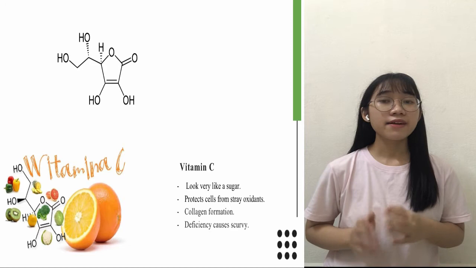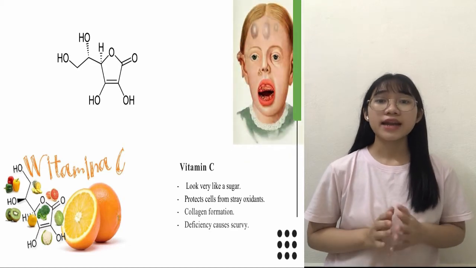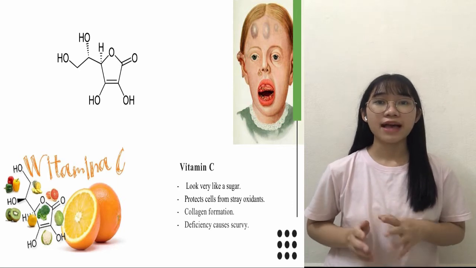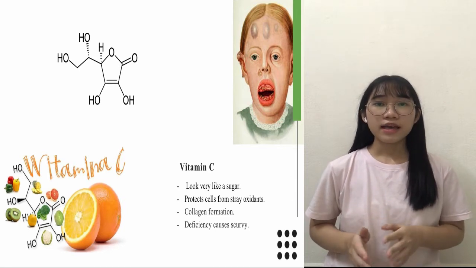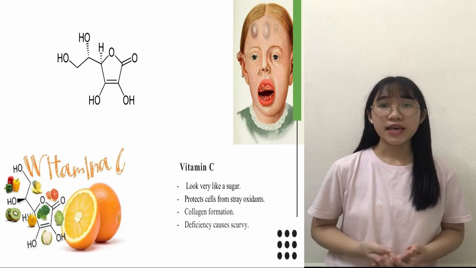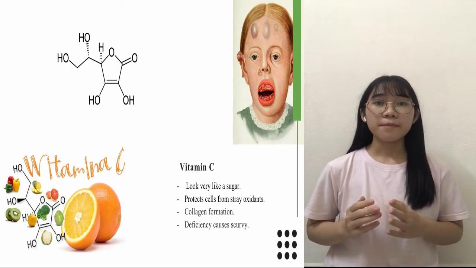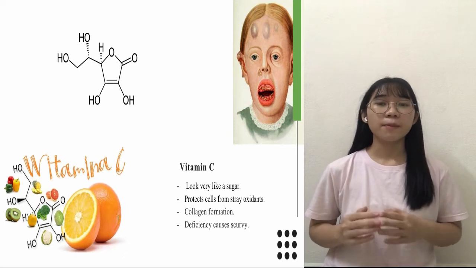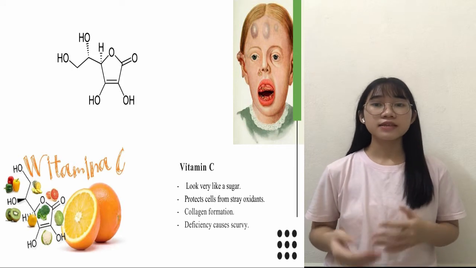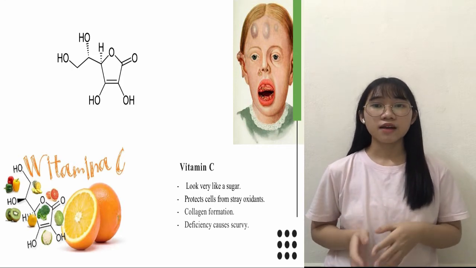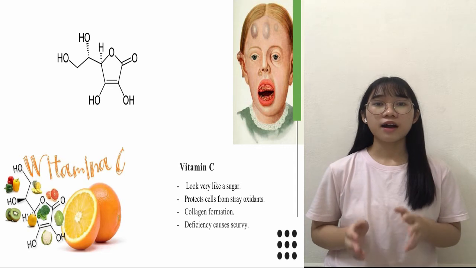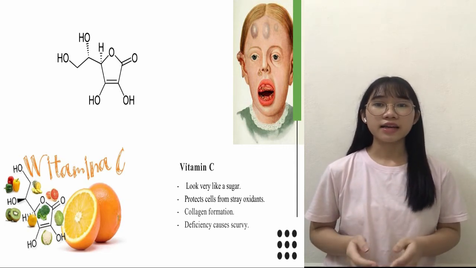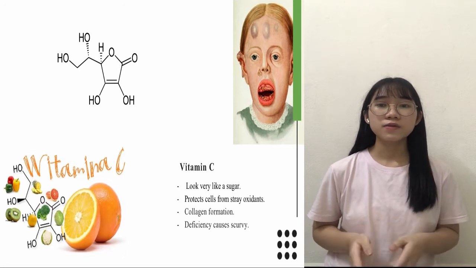It certainly looks very like a sugar, as it has 6 carbon atoms, each having an oxygen atom as a substituent, as well as an oxygen heterocycle. It protects cells from stray oxidants as well as being involved in primary redox pathways. Vitamin C is also essential to the formation of collagen, and this is why vitamin C deficiency causes scurvy, the disease of 18th century sailors, with symptoms like sores, blisters, and loose teeth.